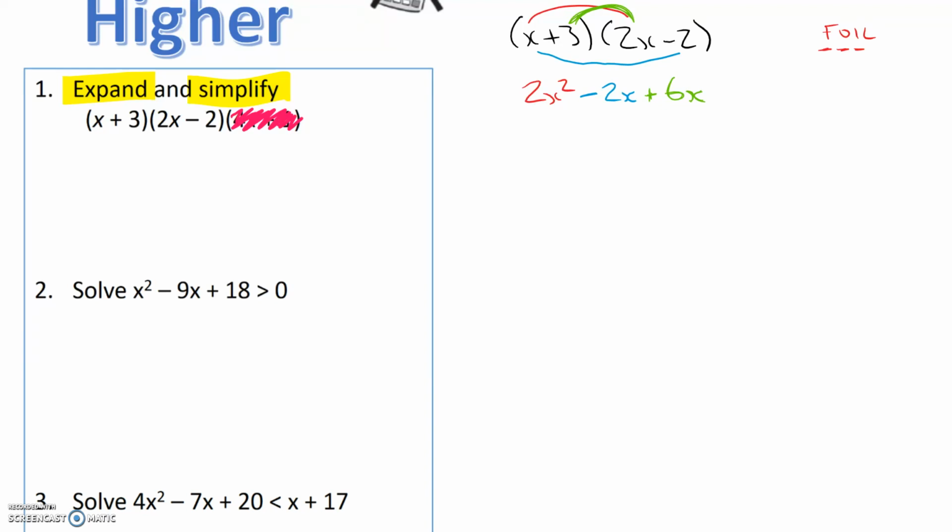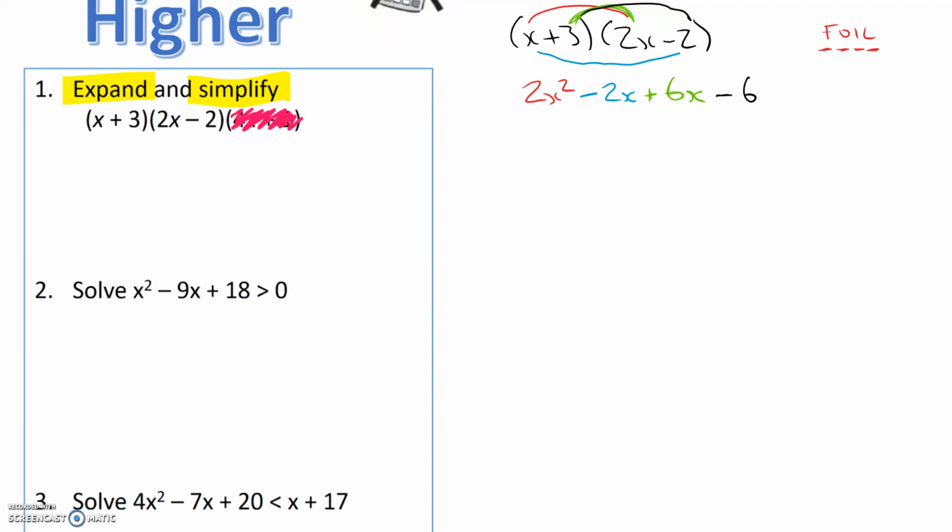And our final instruction in FOIL is the lasts. Okay, so the lasts, what should we go for? Right, the lasts are the positive 3 and the negative 2. So we're going to do 3 multiplied by negative 2. It's going to give me a plus times a minus, that's a minus. 2 times 3 is 6. We're going to get negative 6 or minus 6.